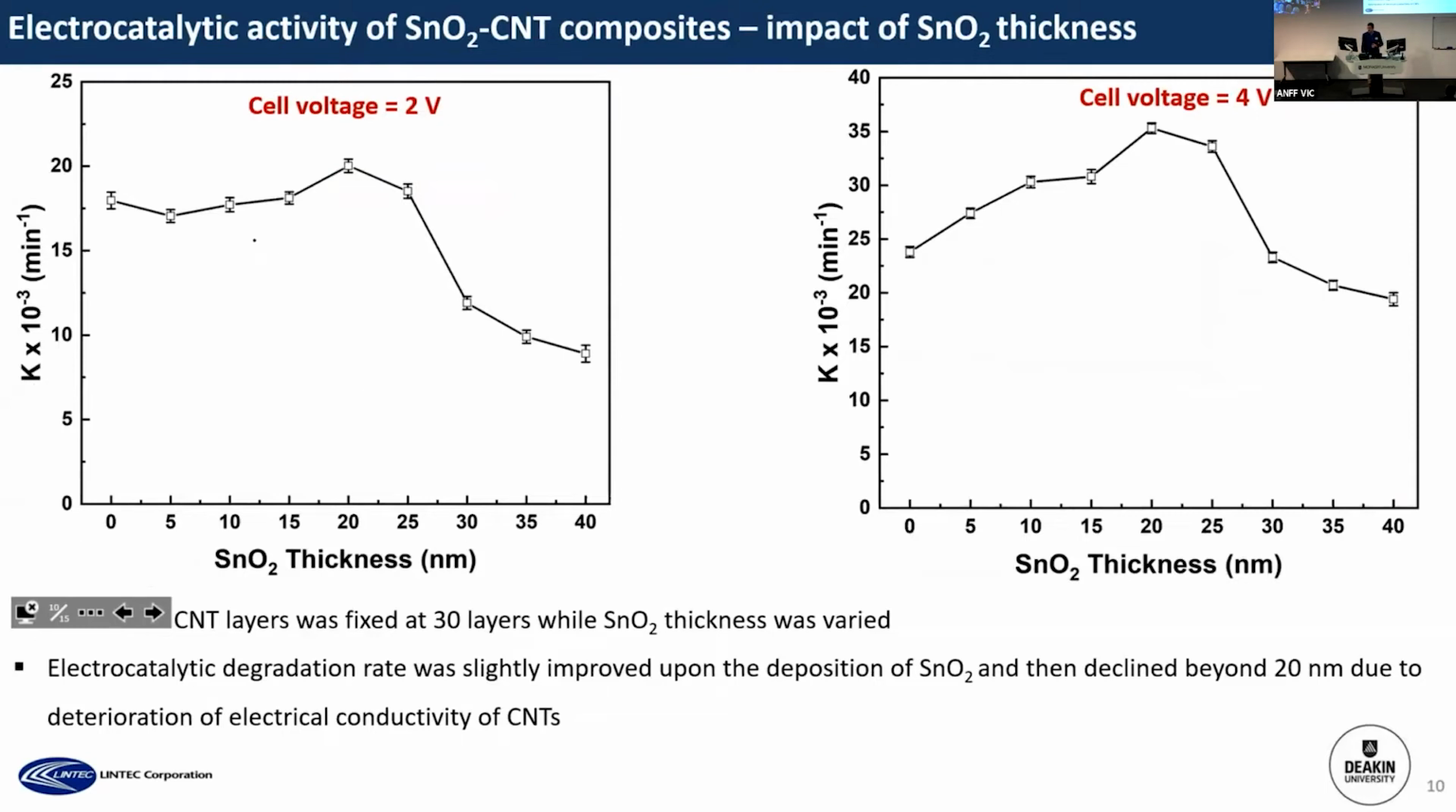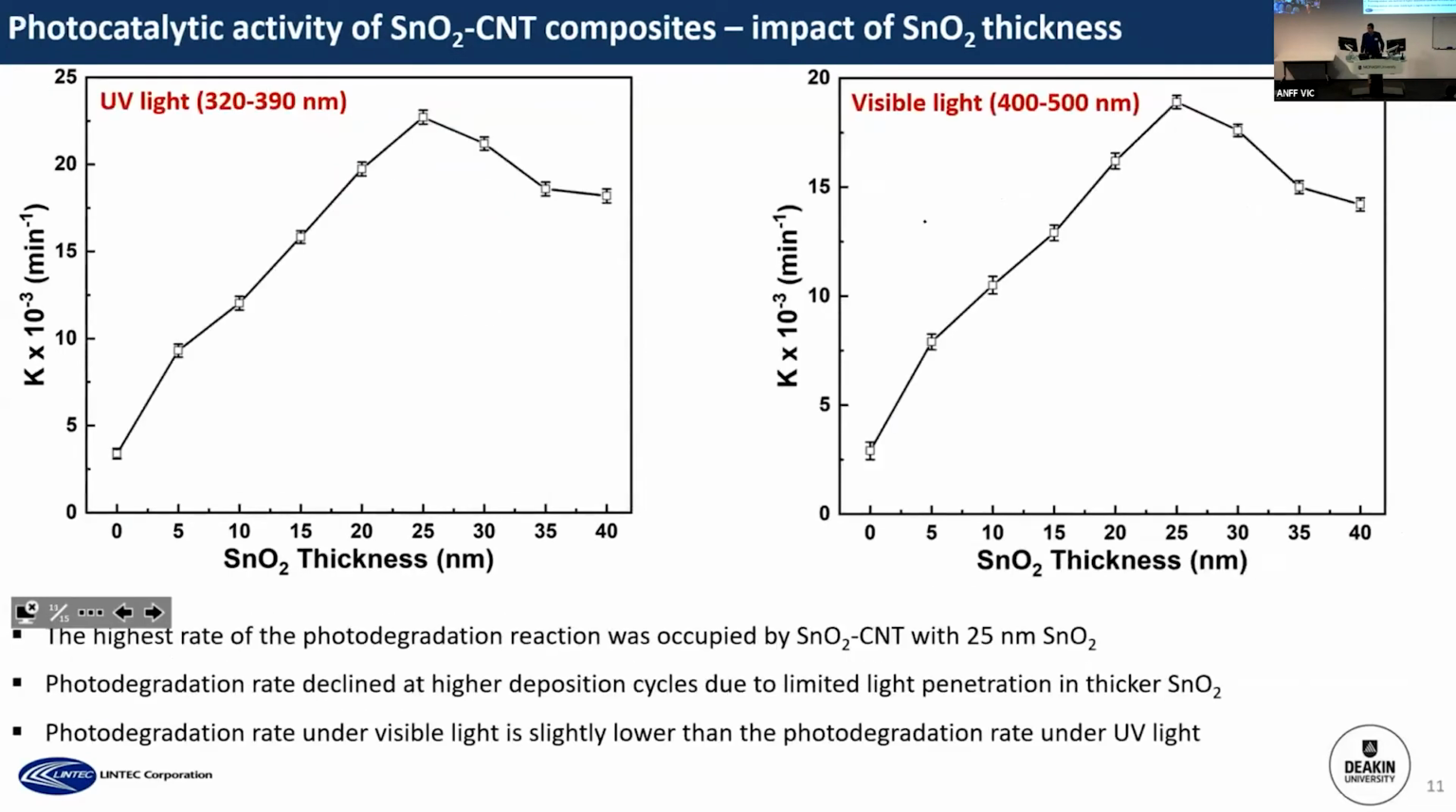And you can see here with increasing the thickness of tin oxide, the rate slightly increased, and then it decreased due to deterioration of electrical conductivity with higher thickness of tin oxide. And then the photocatalytic activity was consistently increased upon deposition of tin oxide up to 25 nanometer, and then it started to plateau or decline due to the limited light penetration at higher thickness of tin oxide.